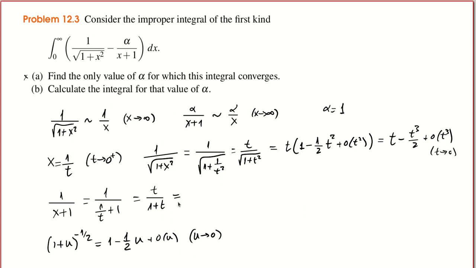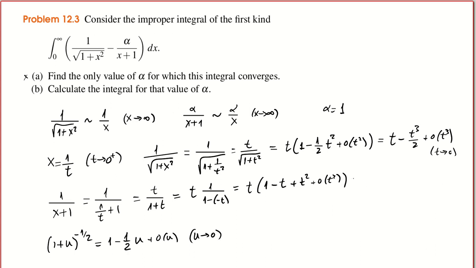And here, well, we have 1 over 1 plus t. This is, we can apply the geometric series expansion, and then we have t times 1 minus t plus t squared plus o(t squared), right?